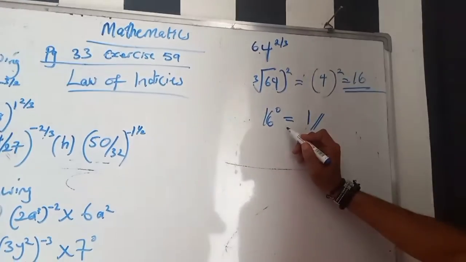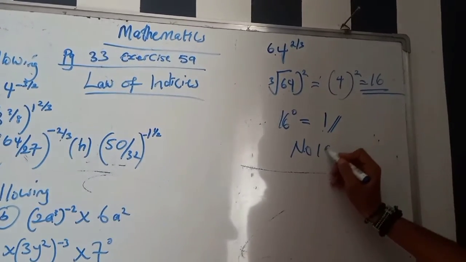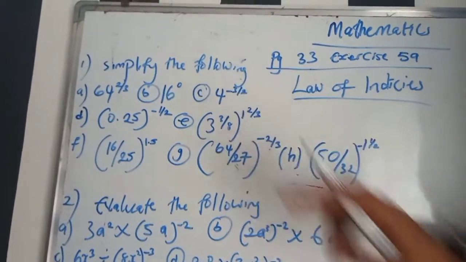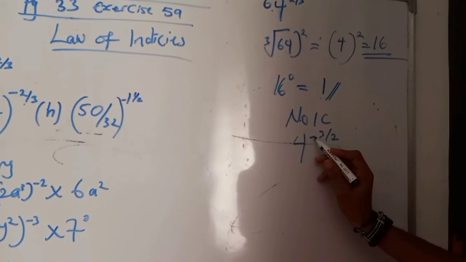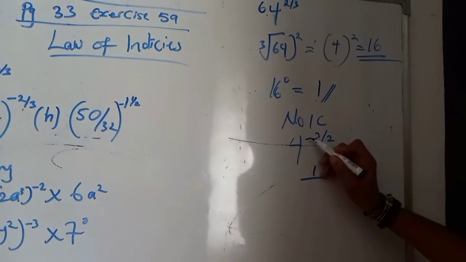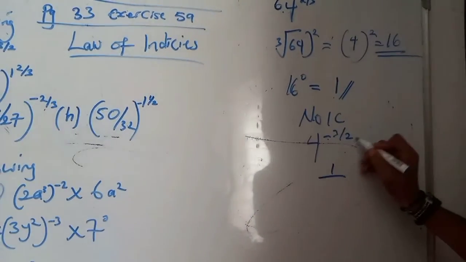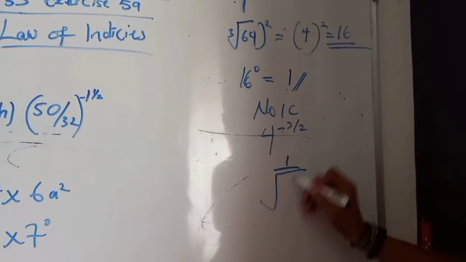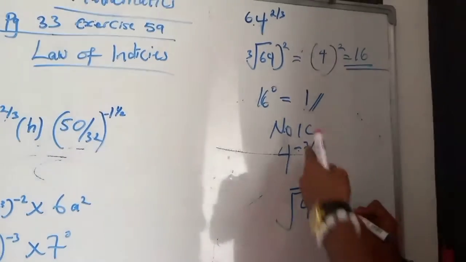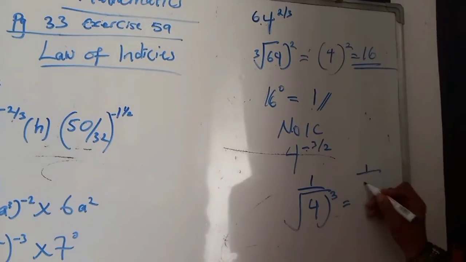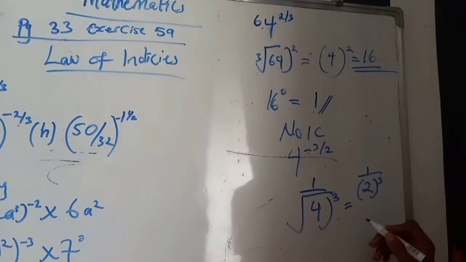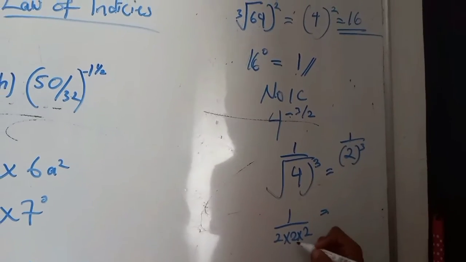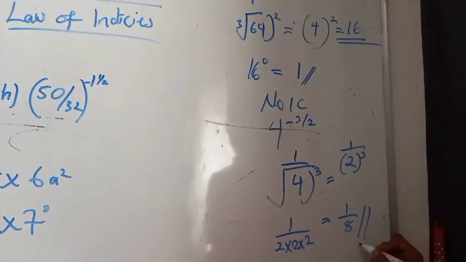Then we go to number 1c, which is 4 to the power minus 3 over 2. Since it is negative, the negative will become 1 over. This fraction is a square root, so this 2 means square root of 4, and the power 3. The square root of 4 is 2. So 1 over 2 to the power 3, which means 1 over 2 times 2 times 2, which is 2 times 2 is 4, 4 times 2 is 8. 1 over 8 is our final answer.